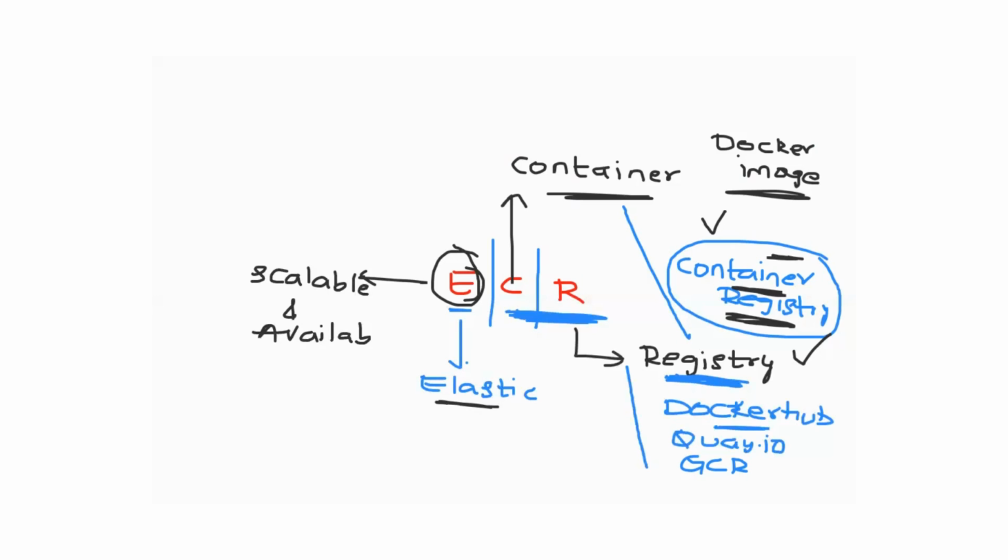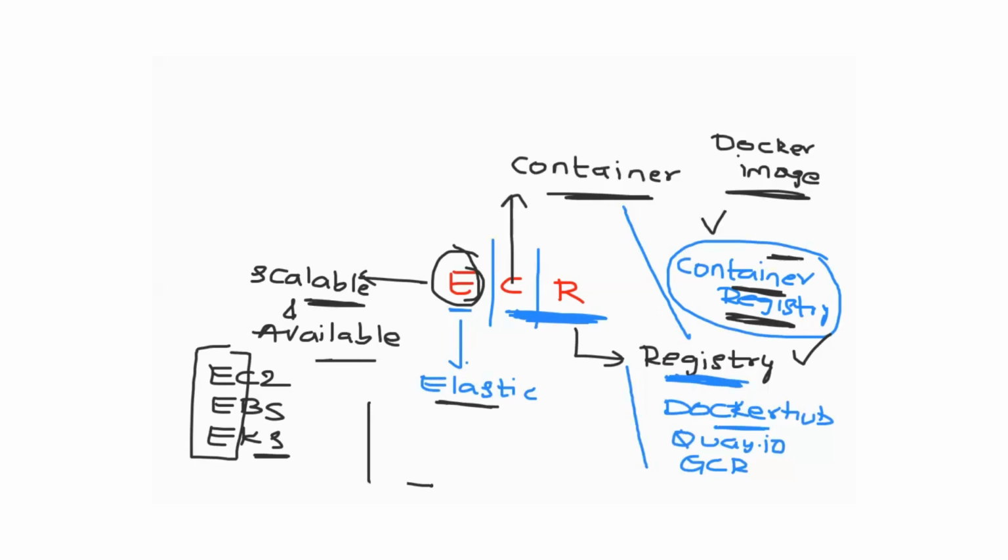For example, you might have heard about EC2, EBS, EKS. Wherever you see this E prefixing the other letters, that means AWS service. These AWS services are highly scalable and available in nature. That means you can increase the capacity of these AWS services. Scalable means you can increase the capacity of these AWS services to accommodate any number of resources.